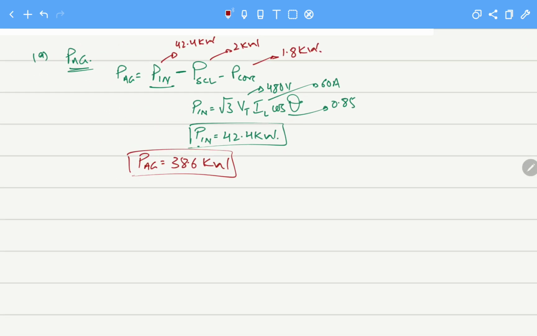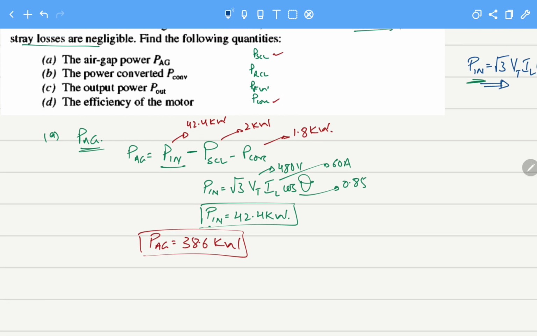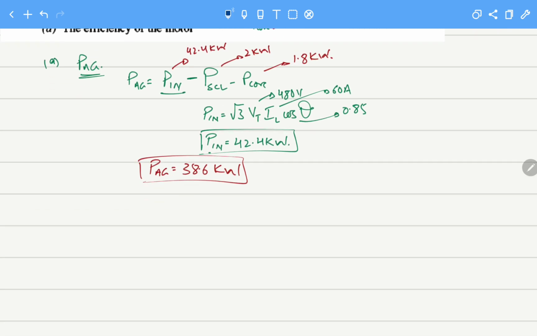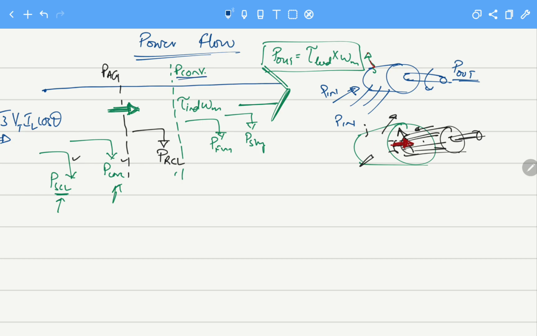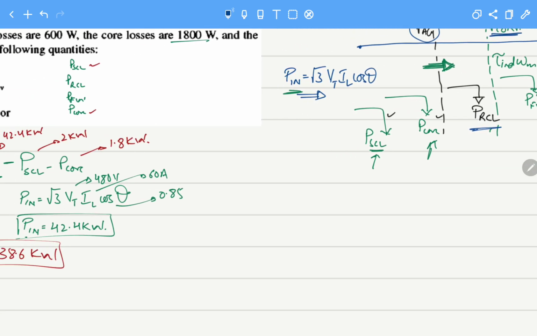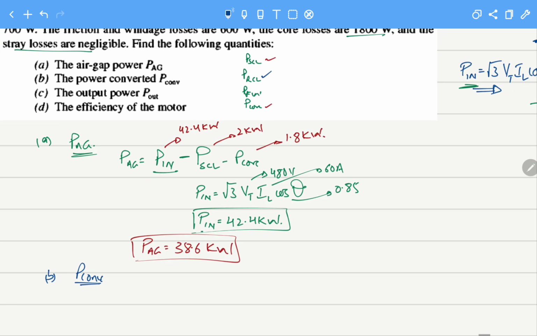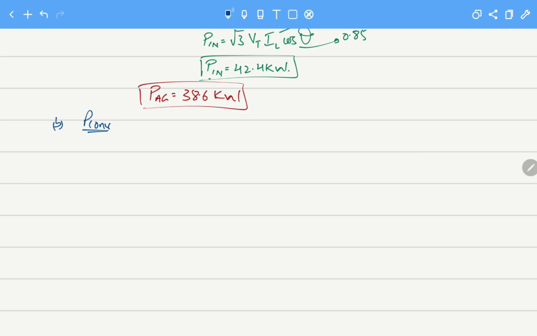Now the second part is about the power converted. What is meant by the power converted? It is the power that was converted to mechanical power. That is the part where the magic of conversion takes place. So what is the power converted? It is the air gap power minus the rotor copper losses. They have given us the rotor copper losses, so we can easily calculate this. This is actually a very simple question, and it is not very confusing if you understand the basic concept and you know the power flow diagrams.